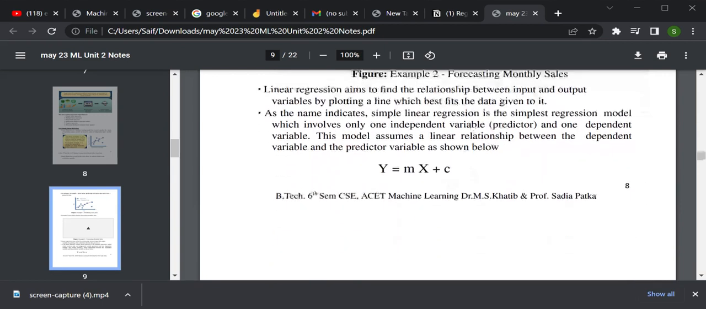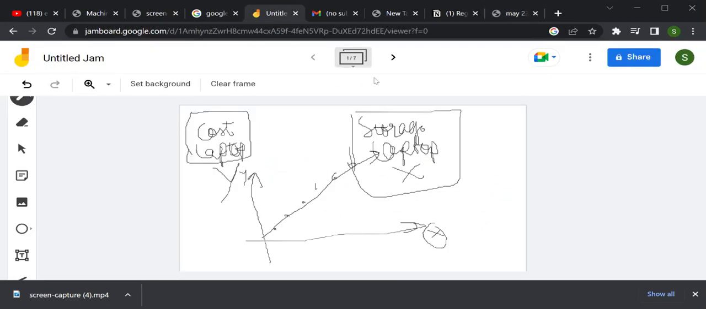Okay, so here the formula is given and we have to write this formula. I will explain the formula here.